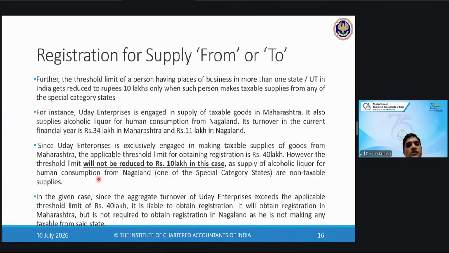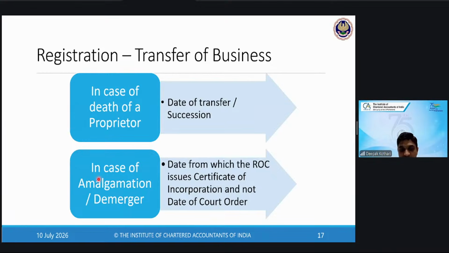Now, what happens in terms of normal registration, we understand. But in case of special cases, that is where you are transferring a business. When should you take the registration in case of death of a proprietor? In the case of death of a proprietor, from the date of transfer or date of succession, from that point of time, you have to take the registration. So date of transfer or date of succession is the time when you have to take your registration.